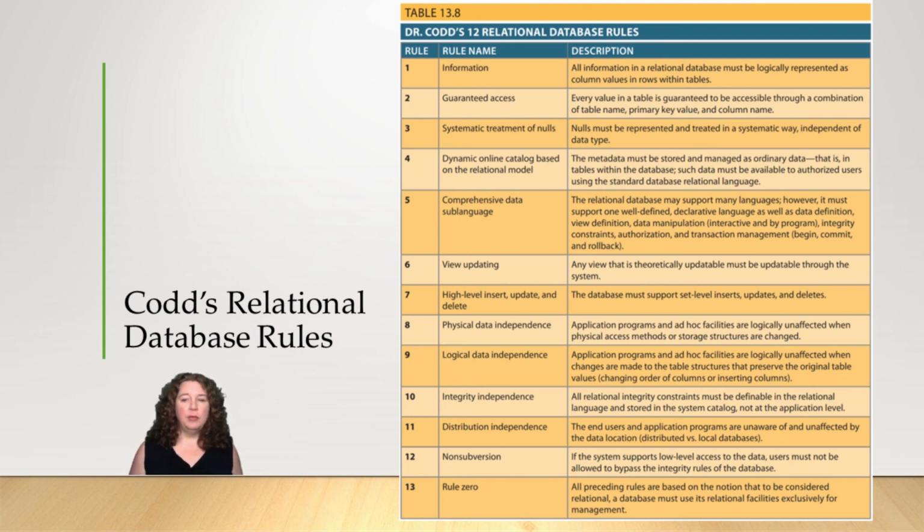Independence, integrity, distribution. Rule 0: all preceding rules are based on the notion that to be considered relational, the data must use the relational facilities exclusively for management. In other words, you don't want to have a database that's a relational database, but not use the fact that it's relational while you're building your database, because that's kind of silly. So again, these are DBMS rules. They're things that describe what we like to think of as a relational database. If it does these things, it should be a relational database.